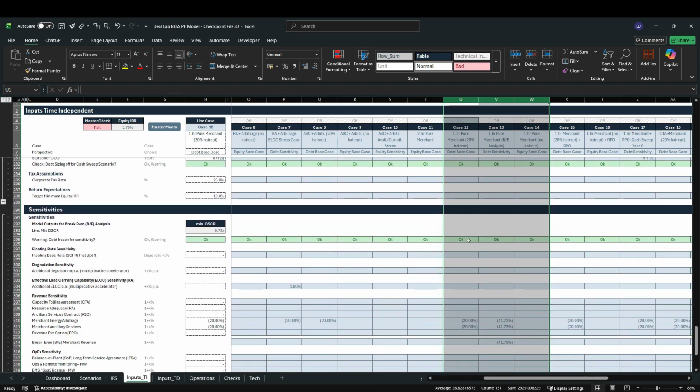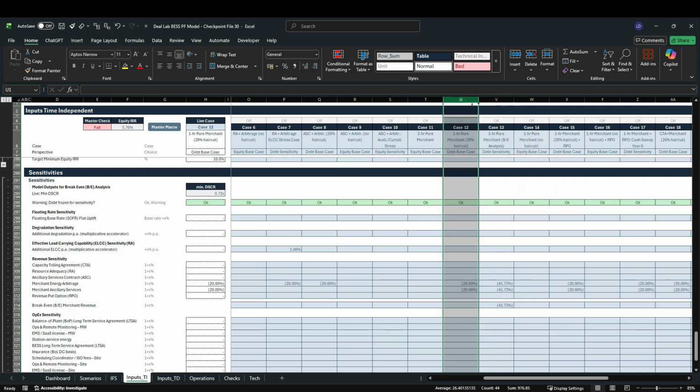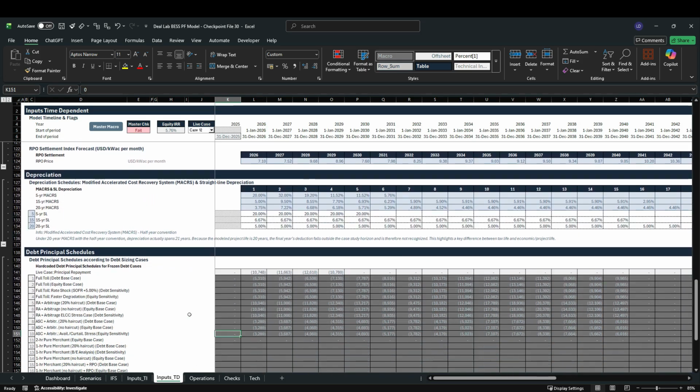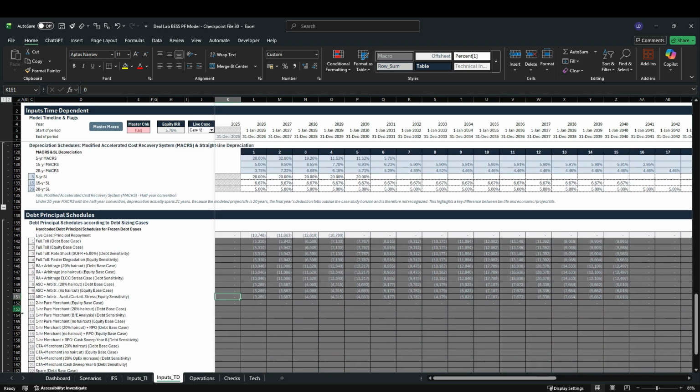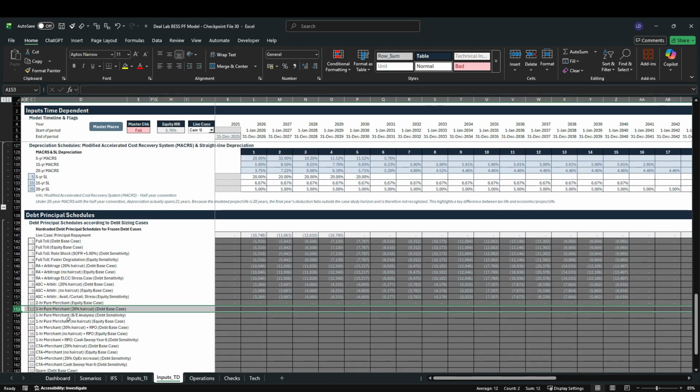Scroll down further, and in addition to that, in case 12, which is our debt sizing case, we also assume a 20% haircut on both merchant energy arbitrage and merchant auxiliary services. And so far we haven't executed our master macro yet, which means that for case 12 we do not have our debt schedule yet. So let's hit the master macro now.